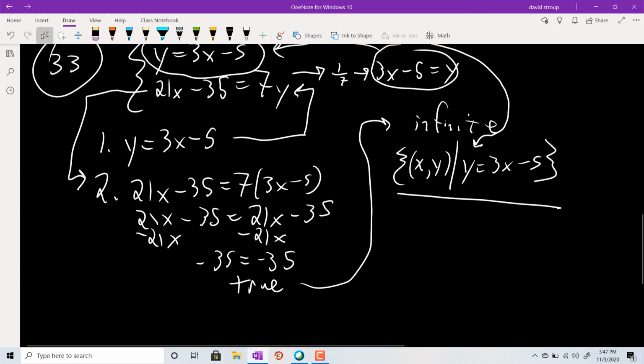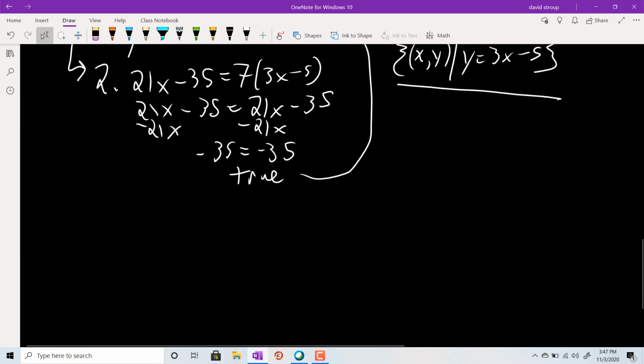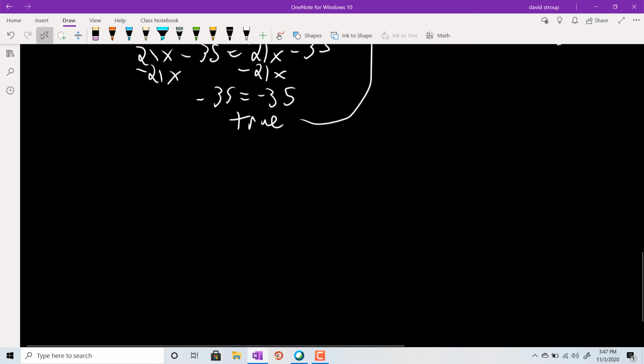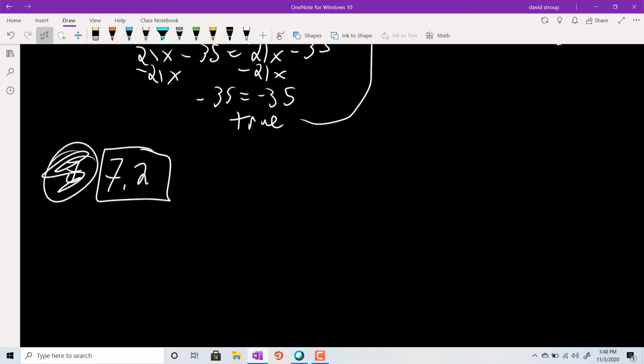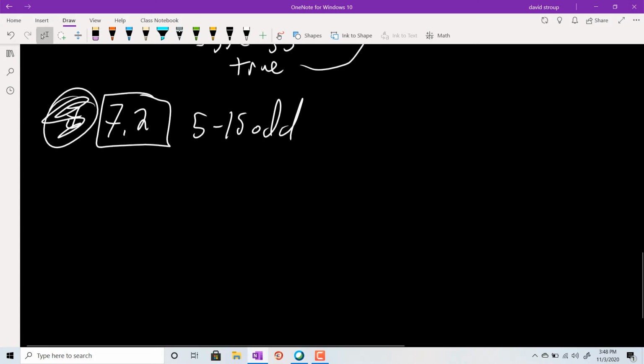Okie dokie. 7.2 then is just this idea on steroids. We'll be revisiting this in chapter 8 with matrices. So eventually we won't use the variables, we'll just use their coefficients. But in the meantime, here's 7.2, and we're looking at problems like 5 to 15 odd. I think I put maybe 2 of these on the test. I didn't get carried away with these because they're a bit longer and they're easy to screw up.